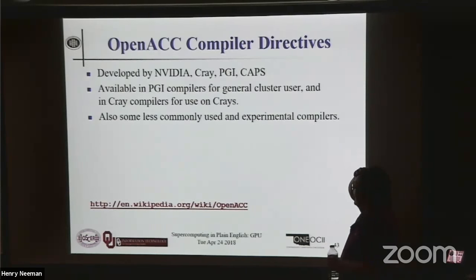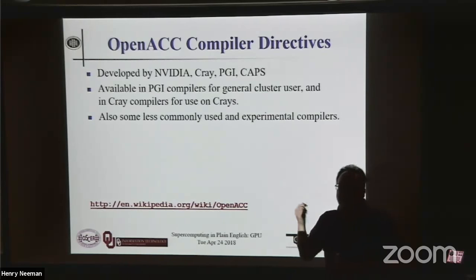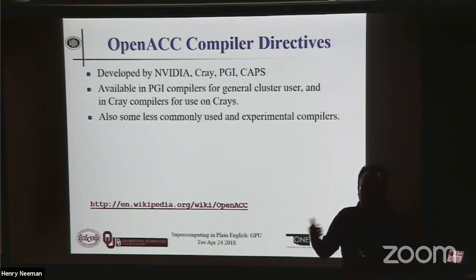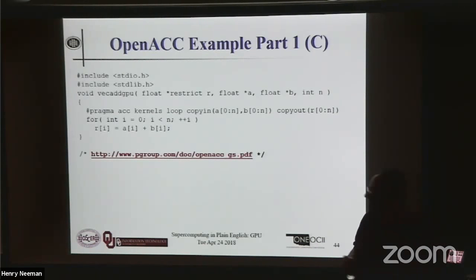So these were developed by several different companies working together. It's lovely when companies work together. PGI's compiler supports OpenACC. Cray has a compiler that's only for Cray hardware, and then there are some less commonly used ones and some experimental ones and so on. You can look all that up if it's of interest to you.